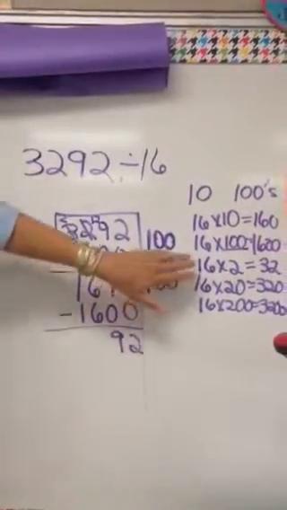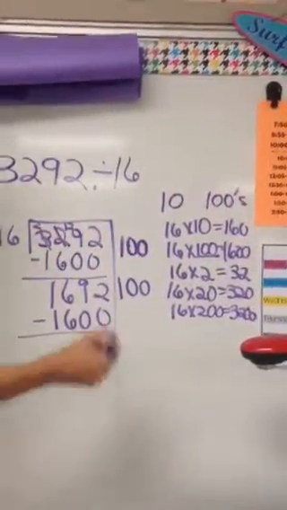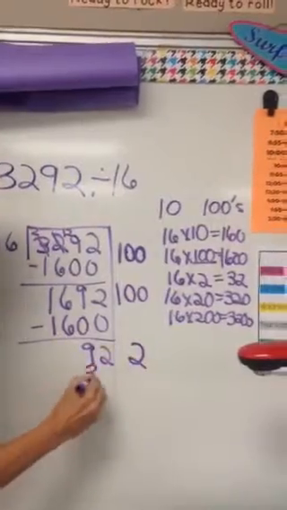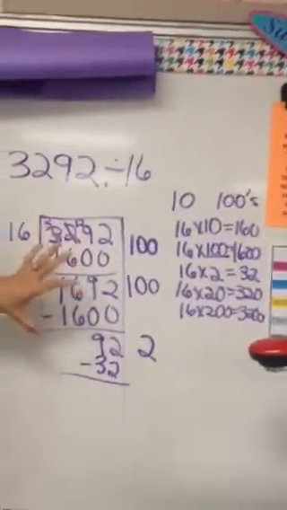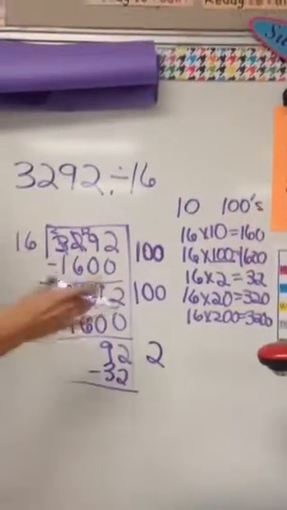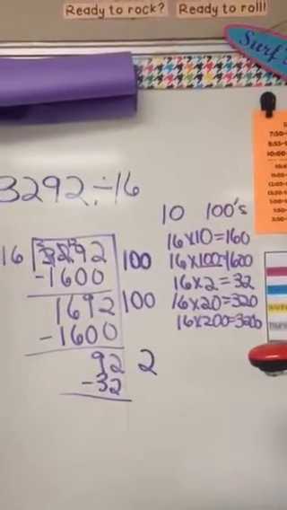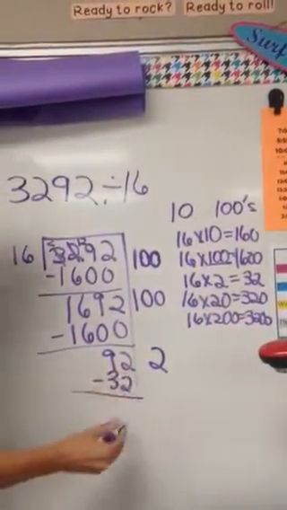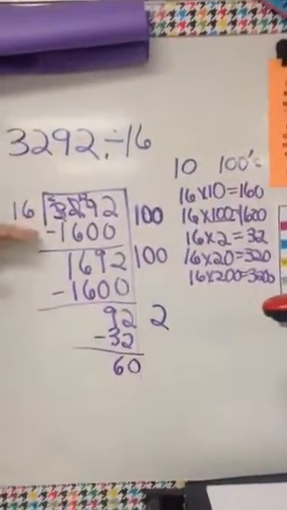I've already gone up here and figured out 16 times 2, so I'm just going to use that. I'm going to do 16 times 2 is 32, and remember, you can choose whatever multiples of 16 you want, because if you subtract right, and if you add up your partial quotients right, you'll get the right answer at the end anyway. So 2 minus 2 is 0, 9 minus 3 is 6. I can still keep going.